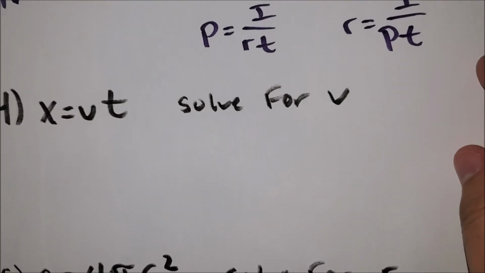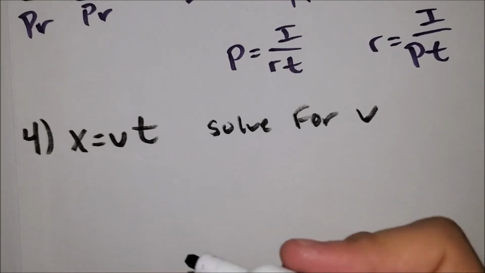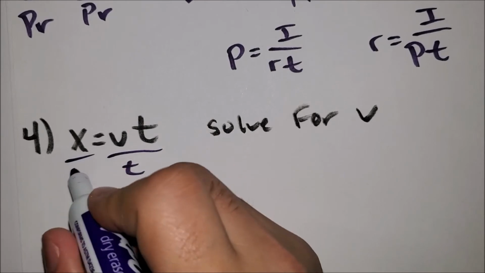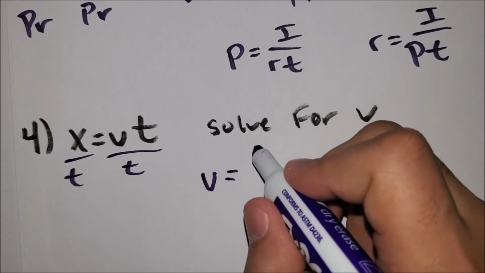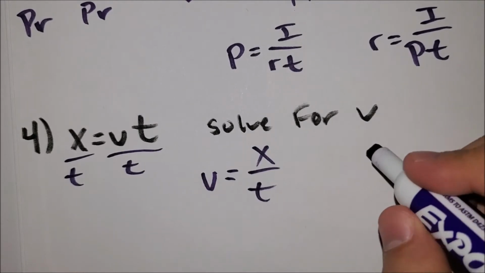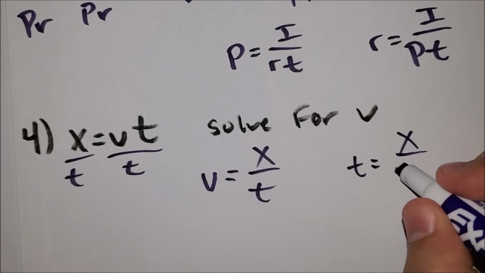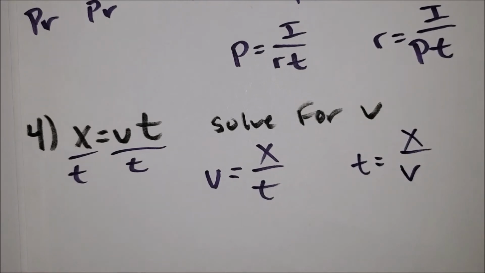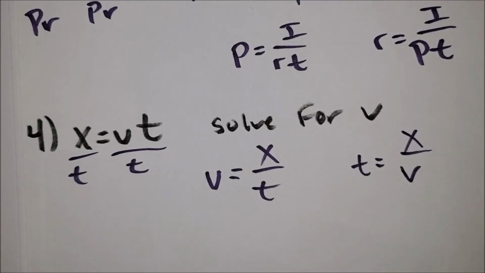So let's look at this one, x equals VT, and we're going to solve for V. To simply do this, we divide both sides by T. And we get V equals x over T. Similarly, if we were to have solved for time instead of velocity, we would have gotten T equals x over V. And all we do is we use the exact same technique. We divide out the variable that we're not solving for. So when you're solving for a variable, you just want that variable alone.